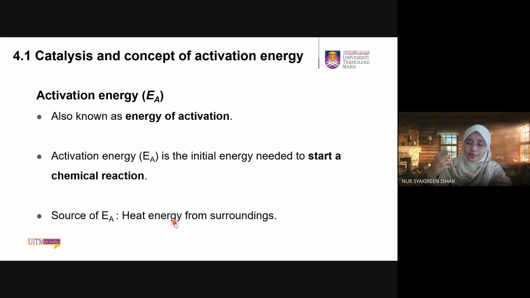If the source of energy comes only from the surrounding, it takes time for the reaction to occur. That's why the reaction needs an enzyme to speed up the rate of reaction. Instead of the substrate depending on the heat from the surrounding, having an enzyme in the reaction can accelerate the rate of reaction.